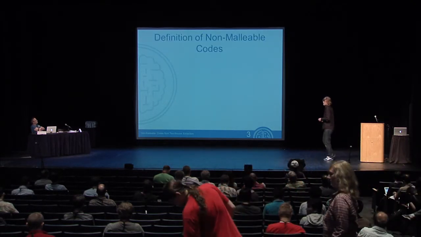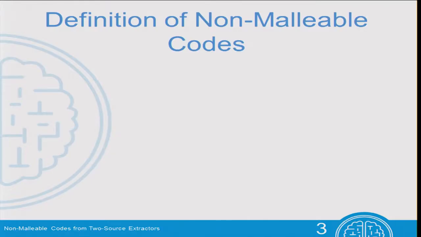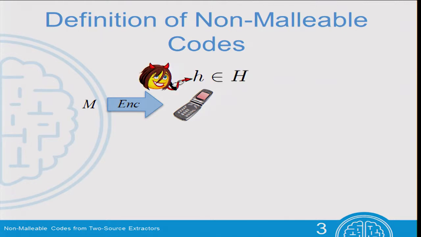So let's start with the definition of non-malleable codes. Imagine we've got a message M and we want to store it on some kind of device. So we encode it and put it in the memory of this device. But then comes the evil adversary and decides to tamper with the device. The adversary chooses any function h from a capital H family. For now, capital H is just a family of functions, any family. It's just the definition.